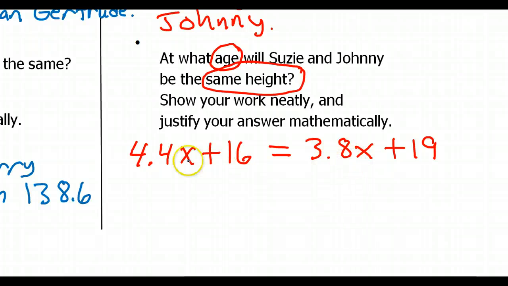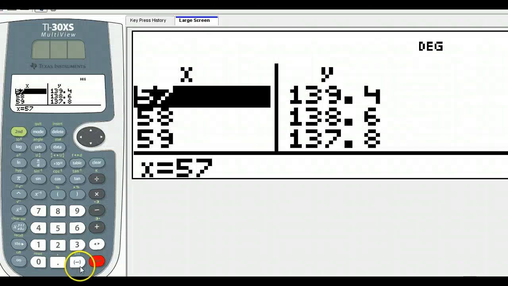Anytime I see x's on both sides of the equation, what I want to do is subtract the variable. Anytime you see a variable on both sides, take one of the variables and subtract it from both sides. I usually pick the smaller one and subtract that. So I subtract this, that way these will cancel out. So I need to do this. These are like terms. So 4.4 minus 3.8.